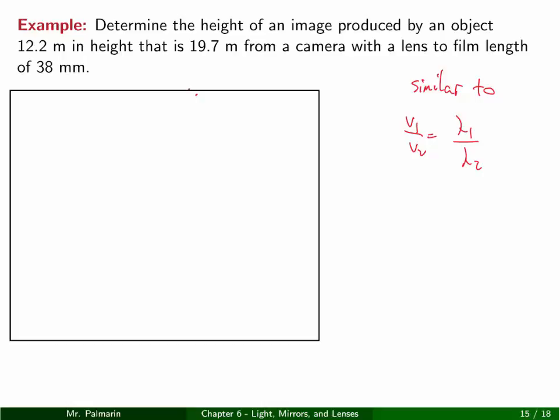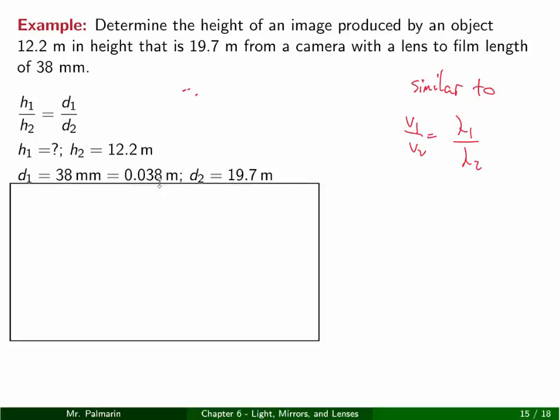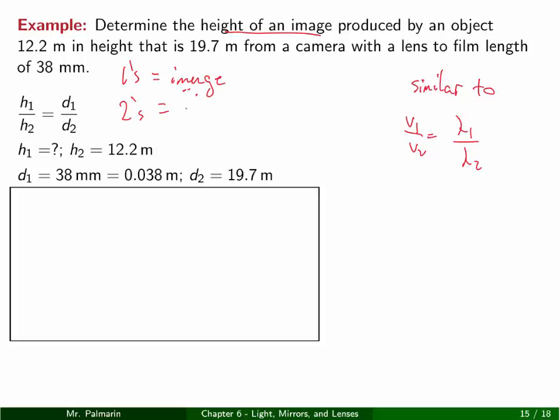So here we go. I actually did this question for you in your notes. So I wrote out the formula, which is that. I allocated my variables accordingly. It actually doesn't really matter if you make all the 1s the image and all the 2s the object. That's typically what I do. So we're looking for height of the image, so that's h1. So maybe I'll put this: 1s are image, 2s are object.